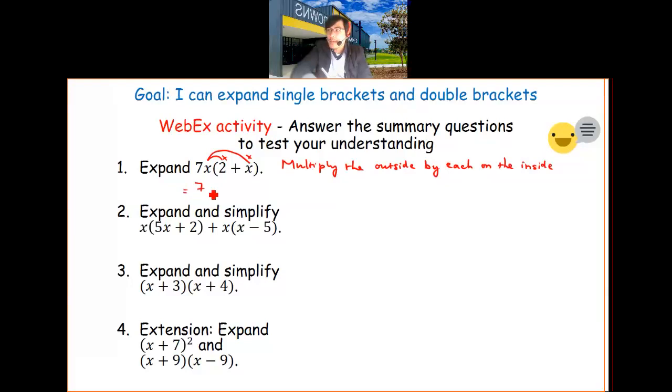Okay, so here we multiply the outside, so 7x here, by each on the inside. So we multiply by 2. Okay, 7x times 2. And then we're going to bring the plus sign down, plus, and then 7x multiplied by x. Okay, so does it make sense by multiplying the outside by each on the inside? So you multiply the 7x by the 2 and the 7x by the x.